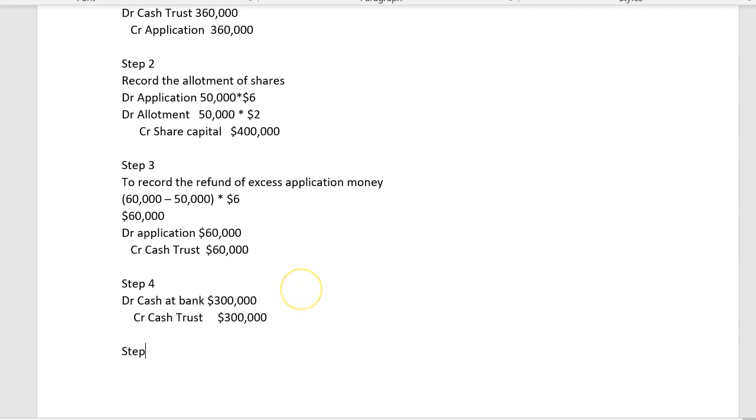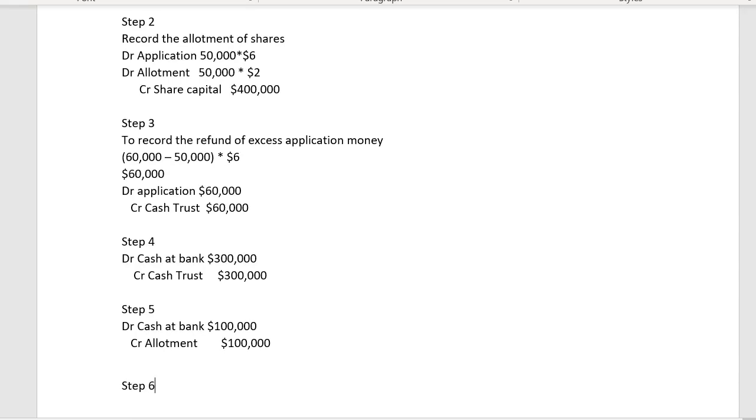Step number 5 is when they receive allotment amounts. You debit cash at bank. Allotment is a receivable. How much did they receive? That's 50,000 times 2, which is 100,000. So debit cash at bank 100,000, and we credit allotment 100,000.